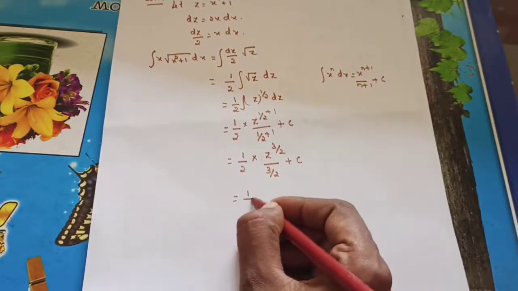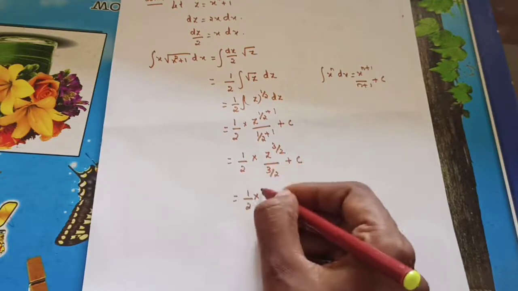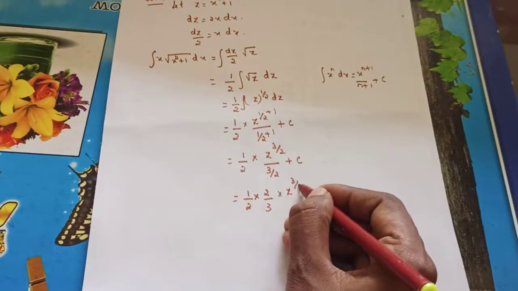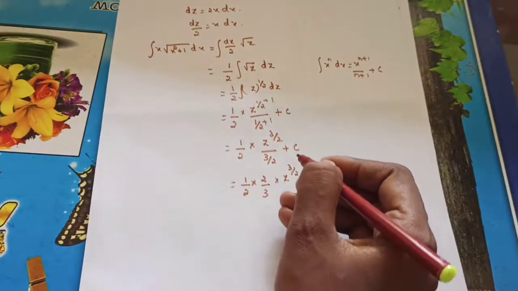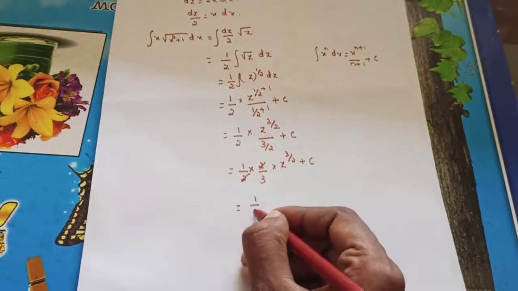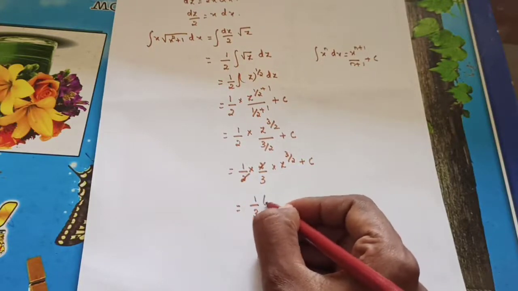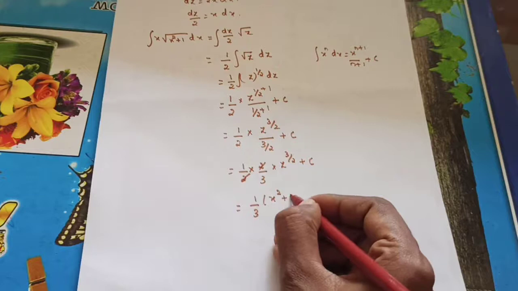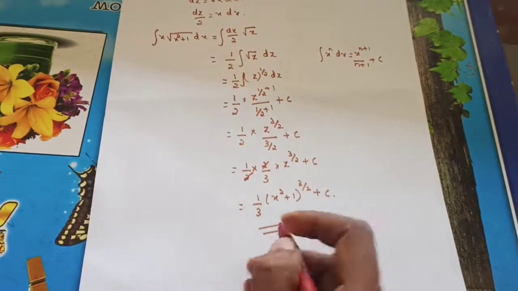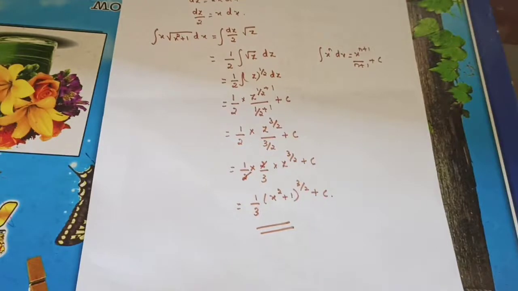So that's equal to 1 by 2 into, take the reciprocal, 2 by 3 into z power 3 by 2 plus c. So 2 and 2 get cancelled. So what's the balance? 1 by 3 into z value. You can substitute, that is x square plus 1 the whole power 3 by 2 plus c. This is the answer.